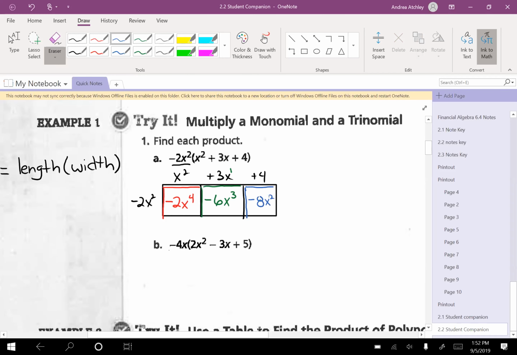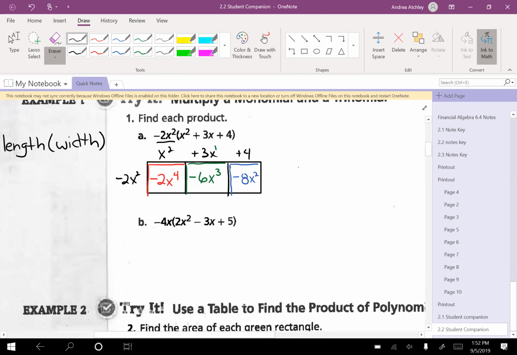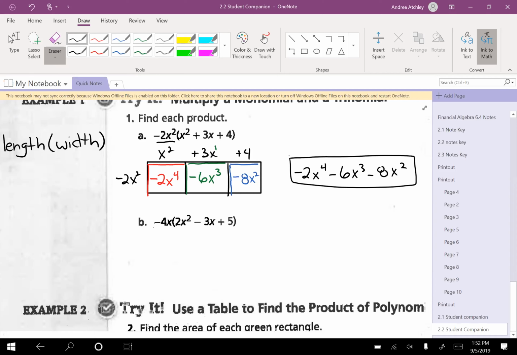Then we just add them all together to get the area of the whole rectangle. So there are no like terms, so we just get negative 2x to the fourth minus 6x cubed minus 8x squared. Okay, and that's what I get when I multiply those two together. You guys do the next one.